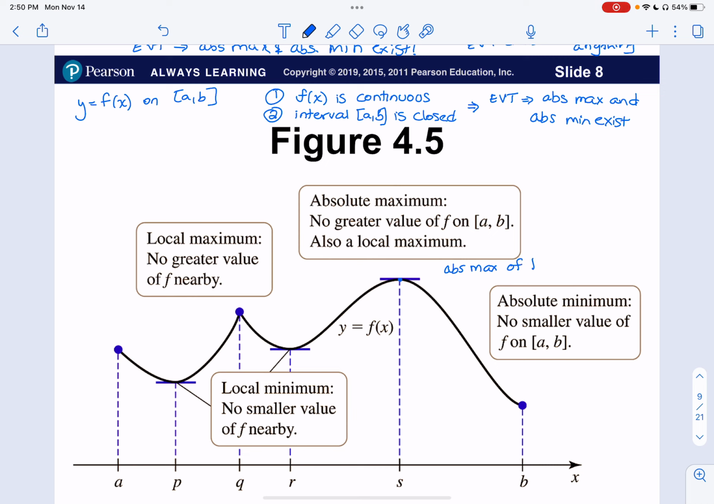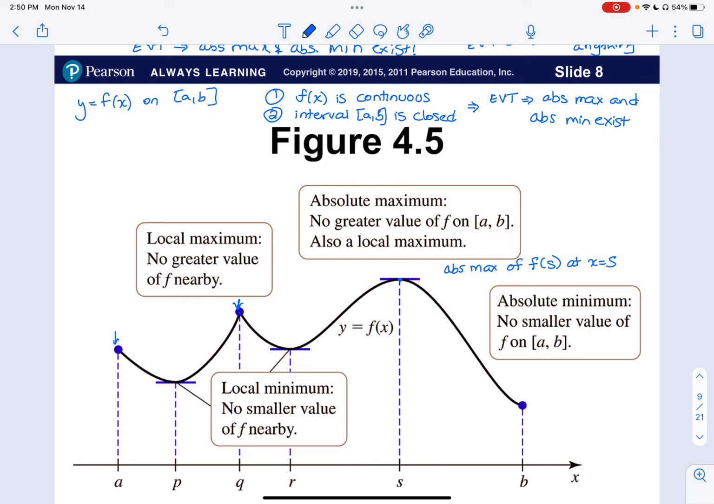of f of s at x equals s, right? The absolute maximum, there's no greater value of f on AB. It's also a local maximum. Local maximums are coming back. You'll notice there's a local maximum right here. There's a local maximum right here.